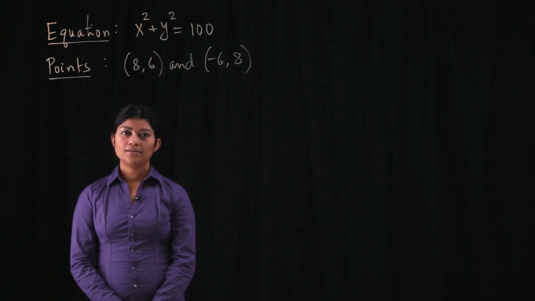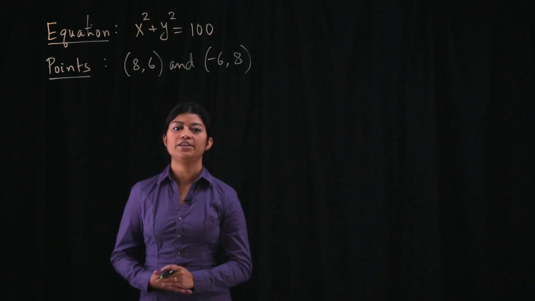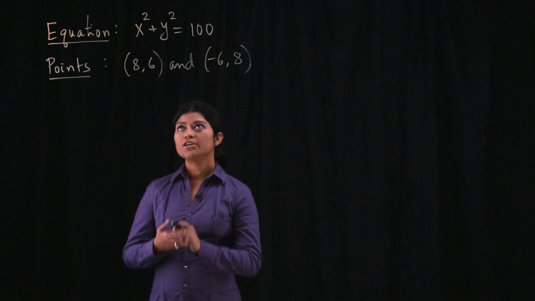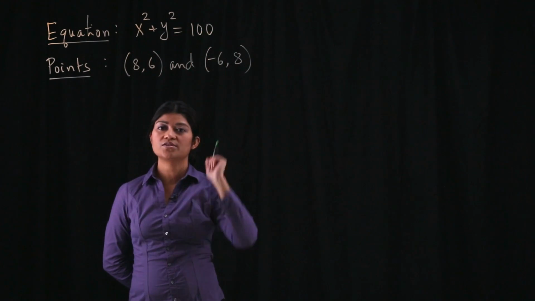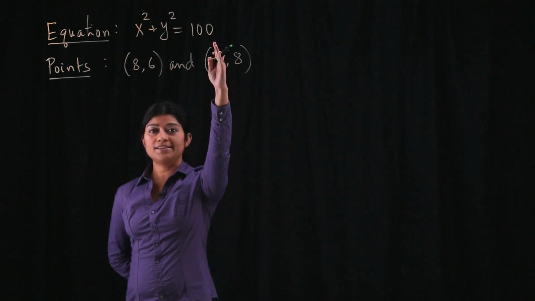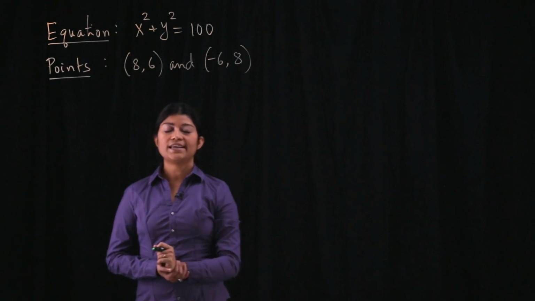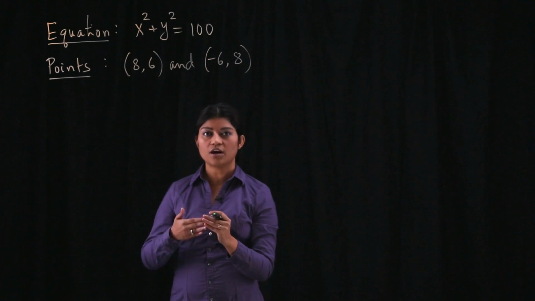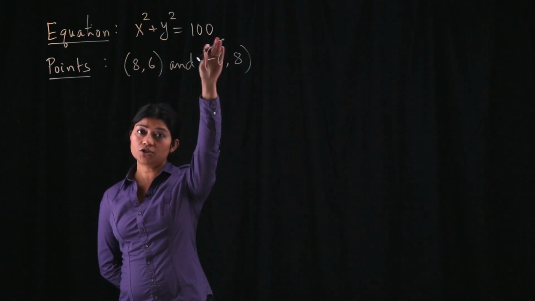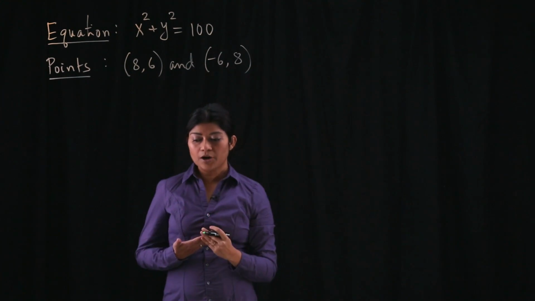Hi, I'm Papia, and in this problem, we will write the equations of tangent lines to the graph of a given equation at some given points. In this particular problem, this is the equation that's given to us, x squared plus y squared equals 100. As you can clearly see, this represents a circle. And the points are (8, 6) and (negative 6, 8). So we have to write the equations of the tangent lines to the graph of the circle at these 2 points. All right, so let's think about it.